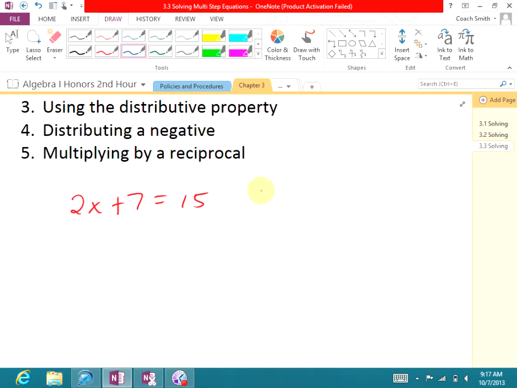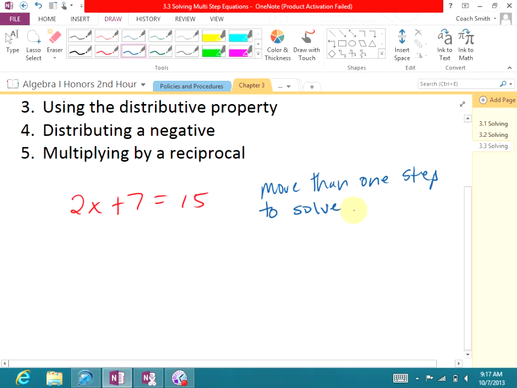Okay? So when I have more than one step to solve, you will solve the addition or subtraction first.